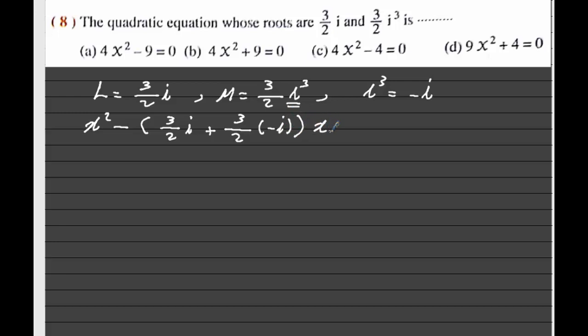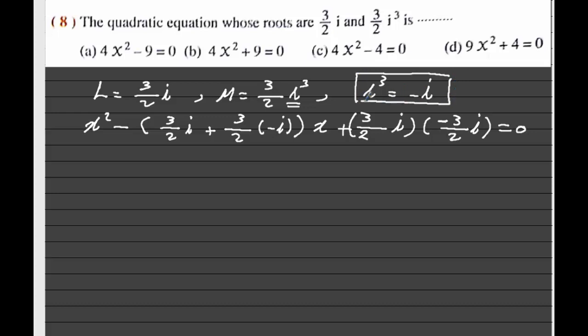All multiplied by x plus the product of the two roots. The first will be 3 over 2i multiplied by the second, which equals 3 over 2i, but i to the power 3 equals negative i, so we put the negative sign, all equals 0. Again, 3 over 2 i to the power 3 equals negative 3 over 2i. Why? Because i to the power 3 here equals negative i.